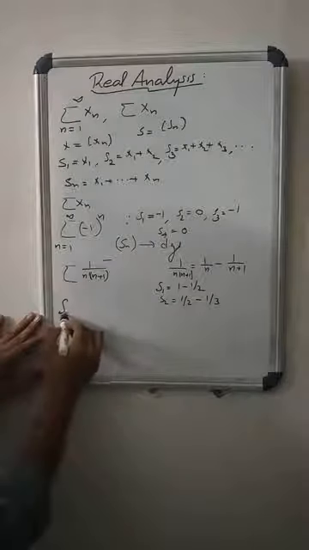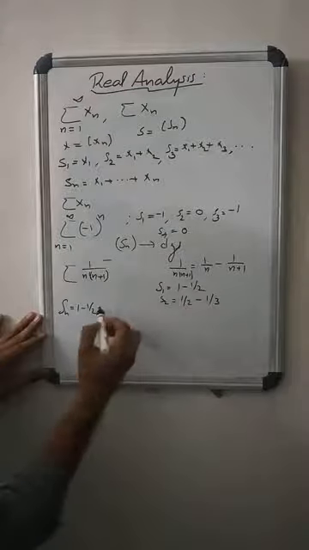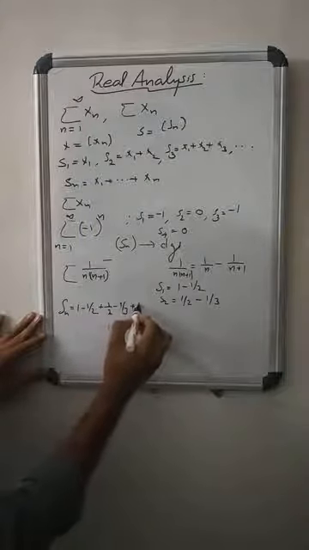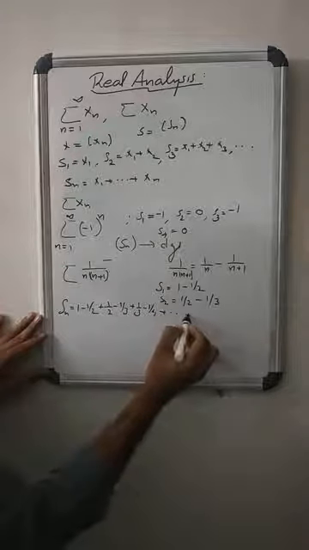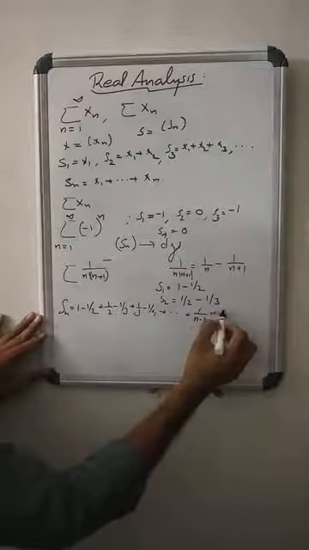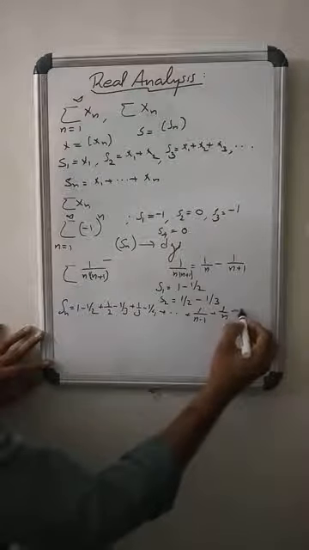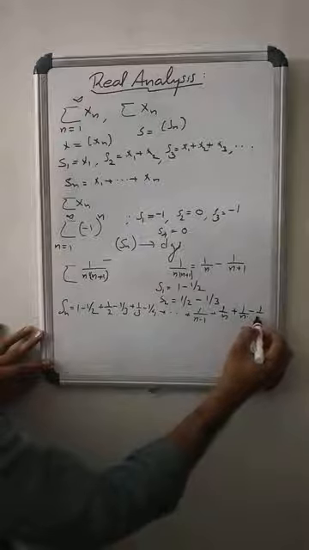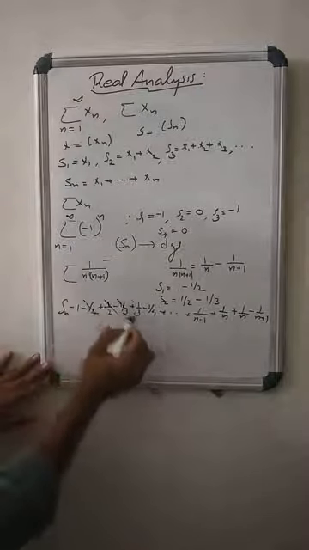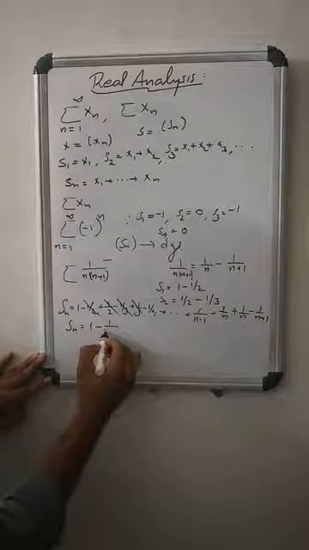So, what is Sn? Sn means x1 plus x2 plus etc. plus xn. So 1 minus 1 by 2, plus 1 by 2 minus 1 by 3, plus 1 by 3 minus 1 by 4, plus etc., plus 1 by n minus 1 by n plus 1. You can cancel all the terms except the first and last, that is Sn equals 1 minus 1 by n plus 1.